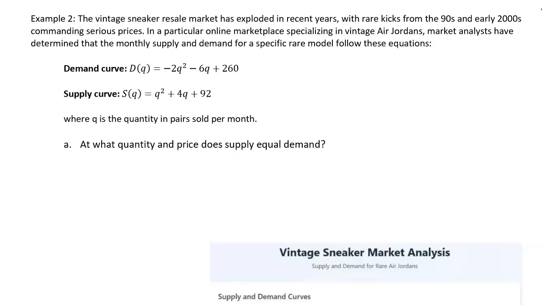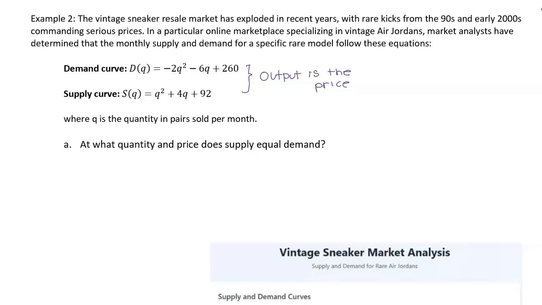We have the demand curve is going to equal negative 2q squared minus 6q plus 260. And the supply curve is going to be S of q equals q squared plus 4q plus 92. Q is the quantity in pairs sold. And then the output will be the price. Part A asks, at what quantity and price does supply equal demand?